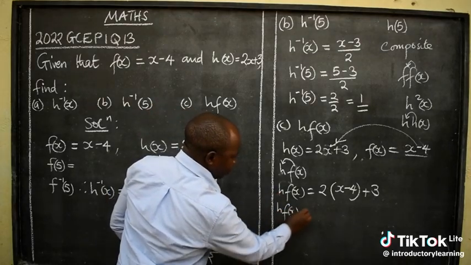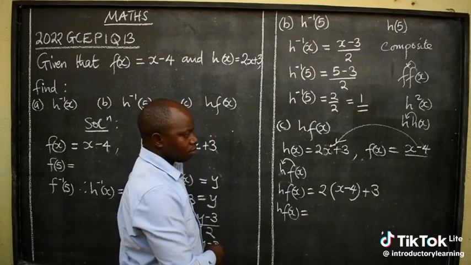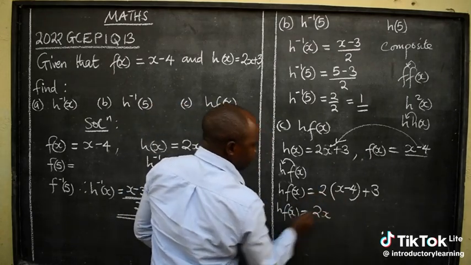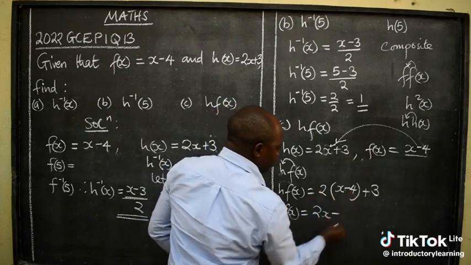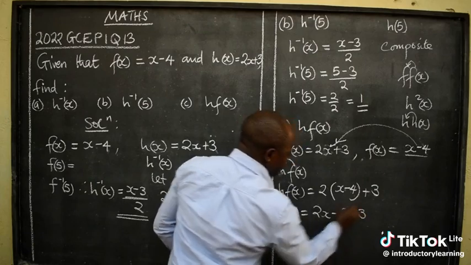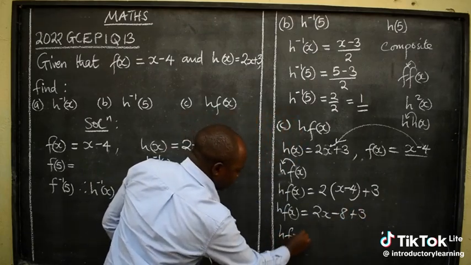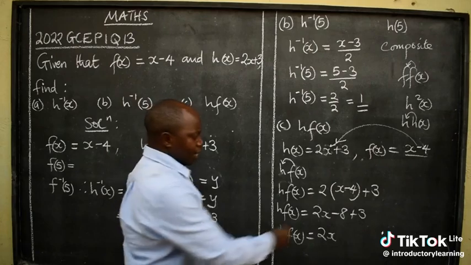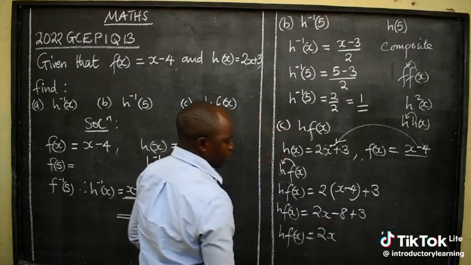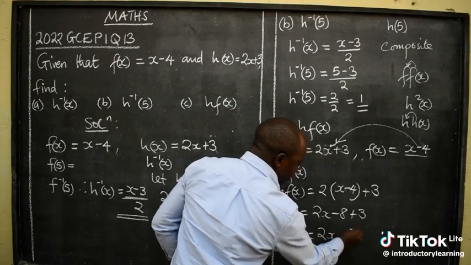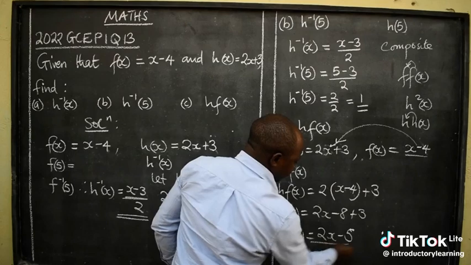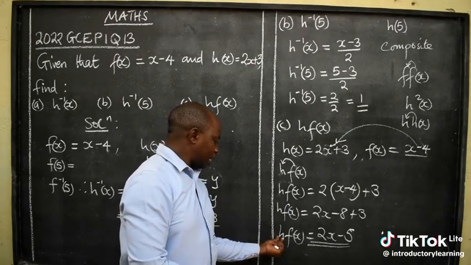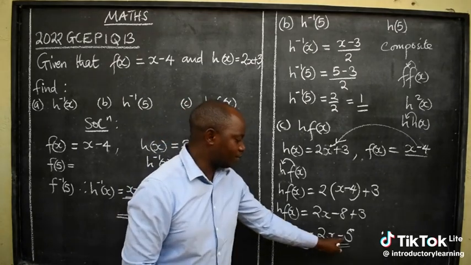f of x will be equal to, I can now multiply 2 times x into the 2x, minus 2 times 4 into the x, plus 3. Then f of x will be equal to 2x. What is the answer here? Negative 8 plus 3 will give me negative 5. This is now the final answer. So the composite function f of x is equal to 2x minus 5.